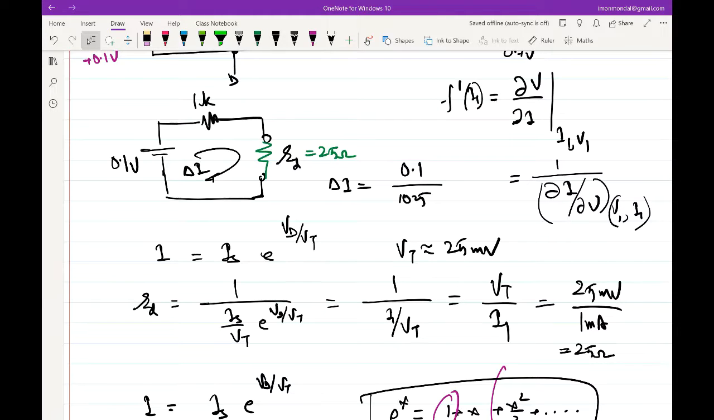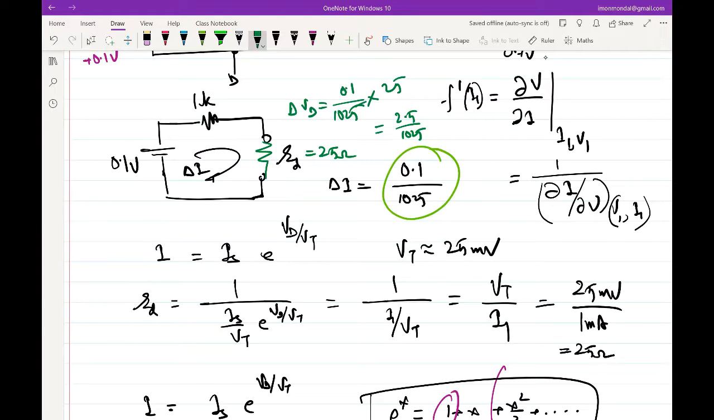I need to check the change in voltage across the diode, or the incremental change in voltage across the diode. So what will be the incremental change in voltage? This delta I that we have gotten here times 25. Yes, right? So this delta Vt will be 0.1 by 1025 times 25, which is like 2.5 by 1025. If I say 1025 is approximately 1000, this essentially becomes 2.5 millivolt.